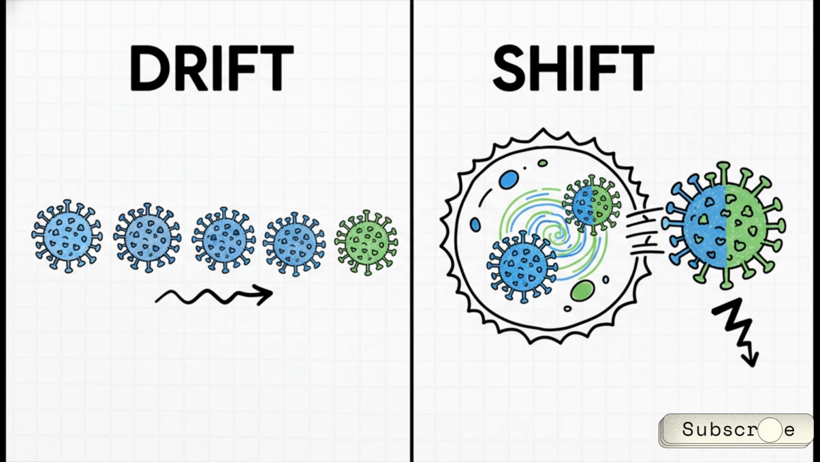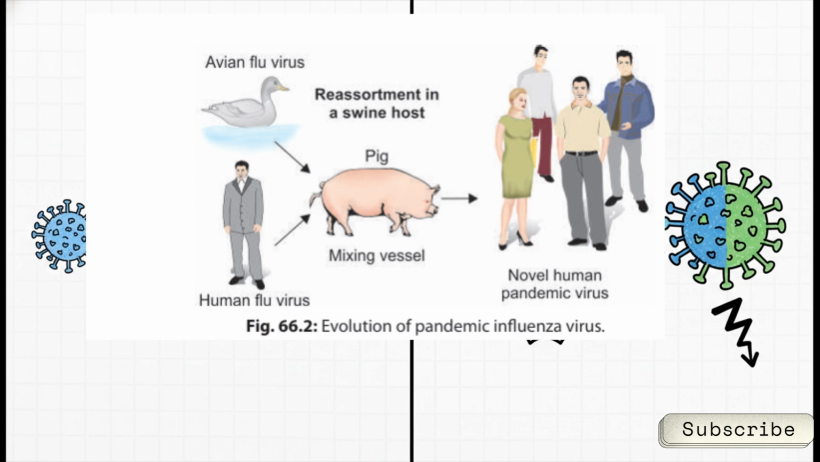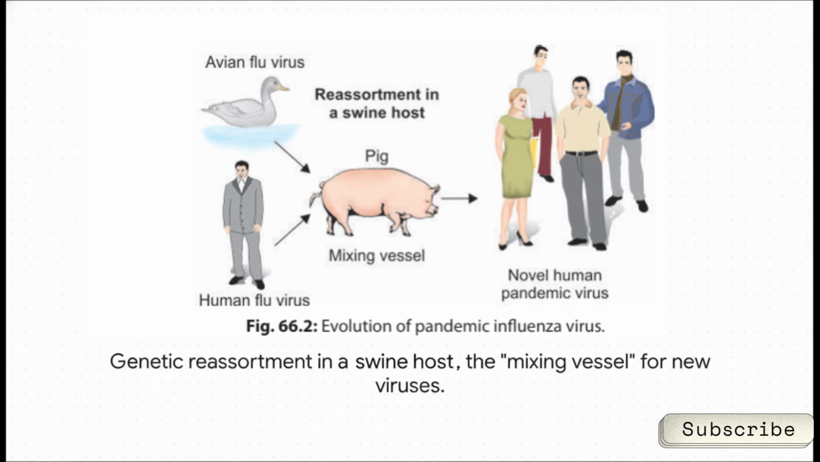For drift, just think deviating slowly with point mutations happening kind of daily. Simple, right? Now for shift, think sudden, severe, and it comes from reassortment. Got it? Drift is slow, shift is sudden. Easy. And this image? This shows you exactly how a big, scary antigenic shift can happen.